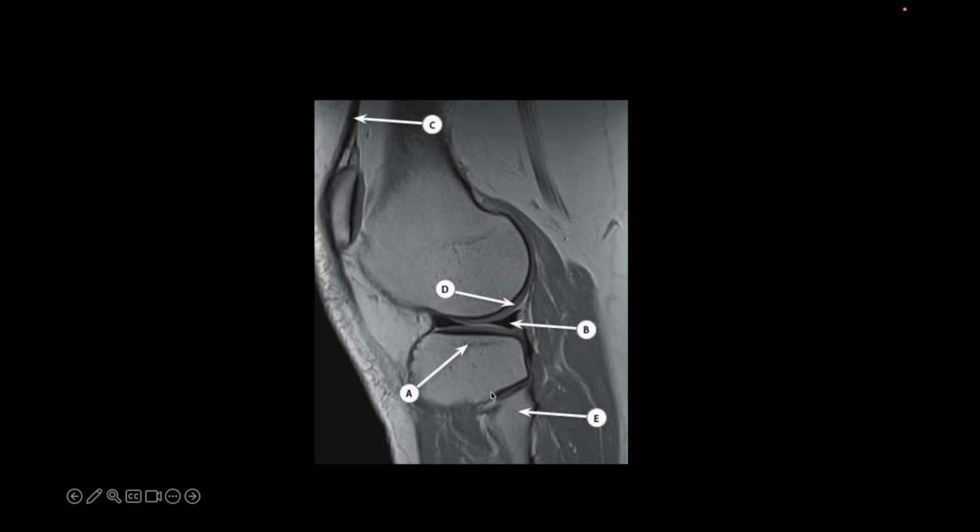Let's go through this. So we know we're lateral because we can see the fibula here. And as you can see, this is also a little bit flatter than that golf tee shaped medial tibial plateau. So A is your lateral tibial plateau. B is the posterior horn of the lateral meniscus. C is your quadriceps tendon. D is the articular cartilage of the lateral femoral condyle. You can see this intermediate signal thing that overlies the cortical bone, so that's cartilage. And then E is the head of your fibula.